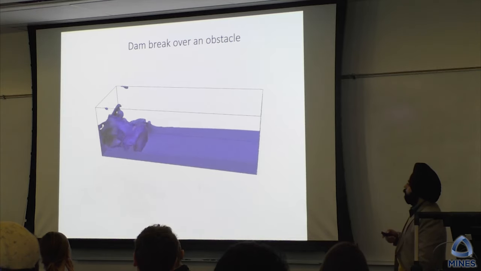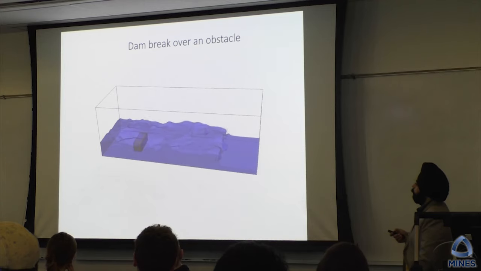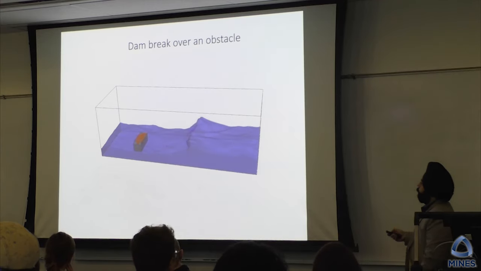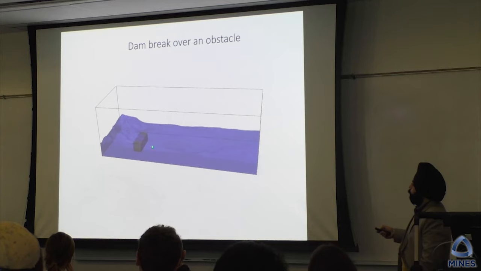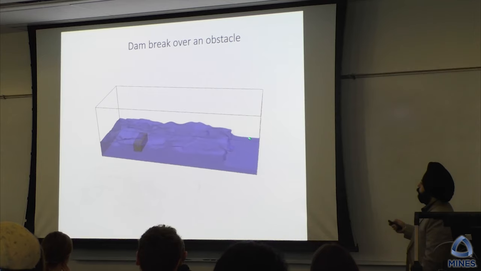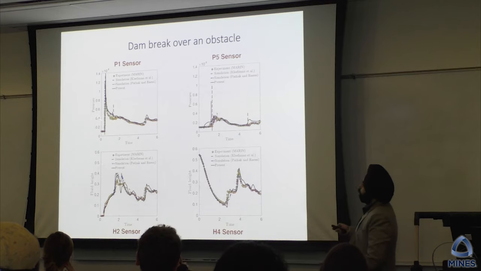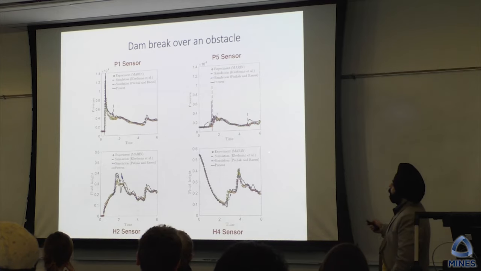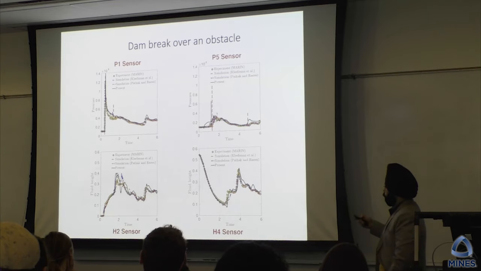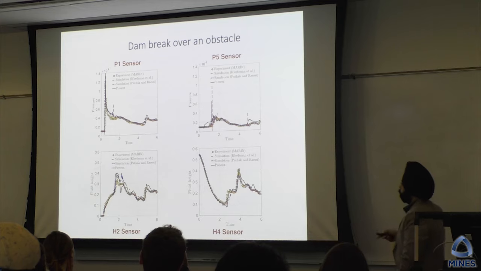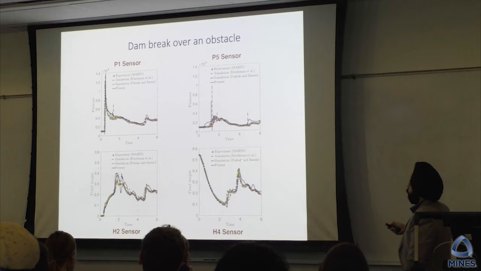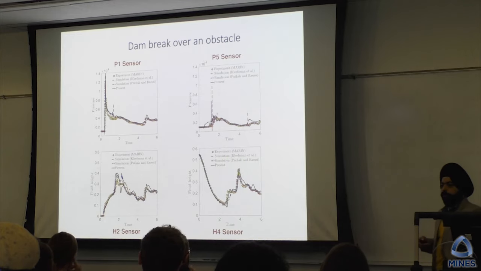Here is a simulation of that collapse of water in the presence of an obstacle, and basically we are measuring pressure along this body and using some probes to measure the wave elevation, or the height of the water. We get nice results with both the pressure sensors as well as the height of the water once it reaches that level. These are experimental data from the Netherlands, and these are results from simulations.